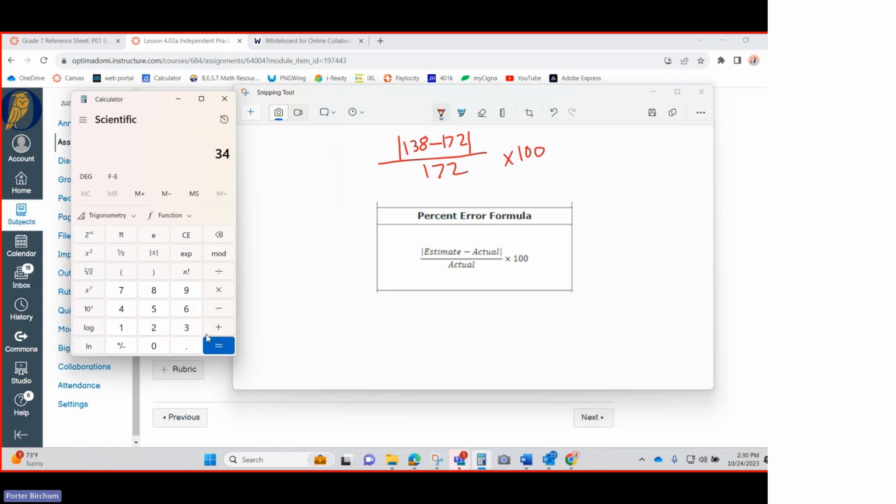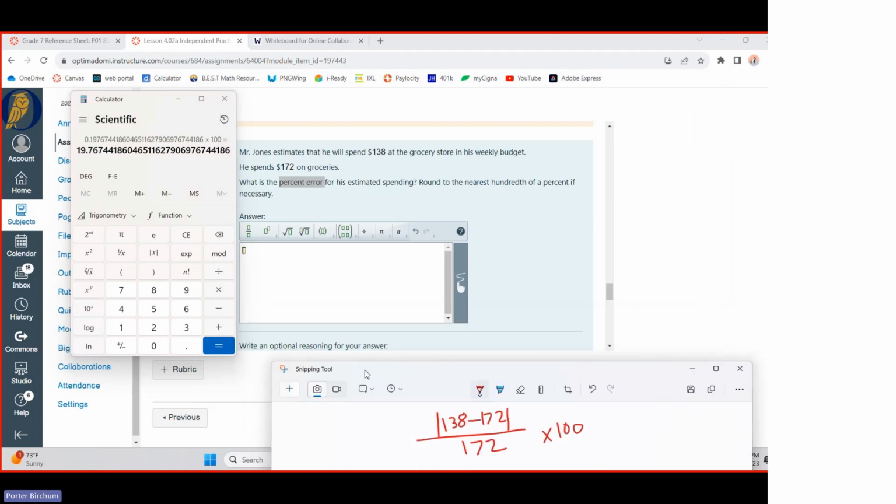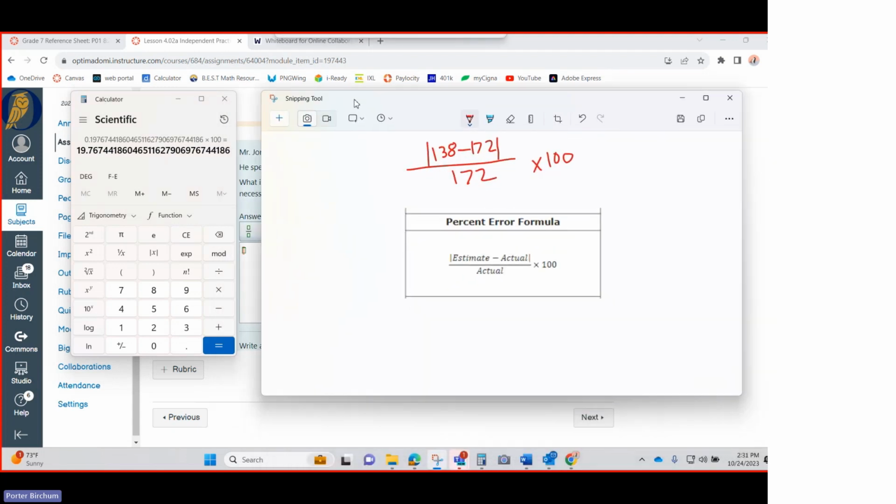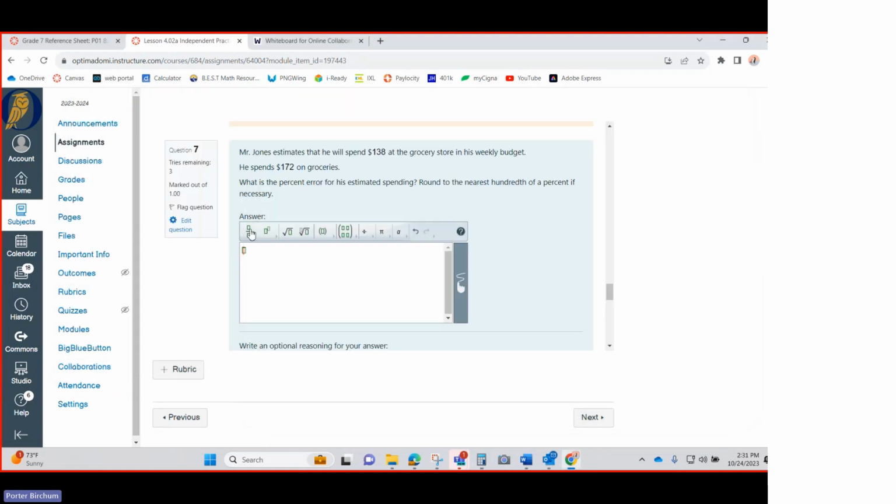So let's type in positive 34 divided by 172 equals, times 100 equals. What was I rounding to? Round to the nearest hundredth of a percent. So I am rounding to the hundredth of a percent. I'm going to look at the thousandths place. Is 7 closer to 10 or 0? It's closer to 10, so I round up, making this 19.77%. Don't forget that percent sign.